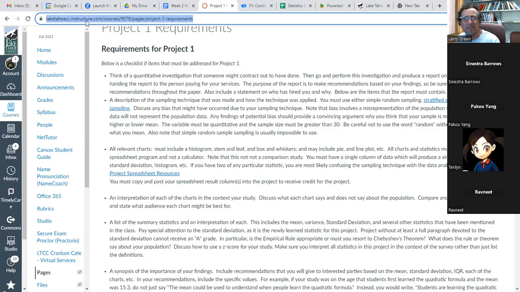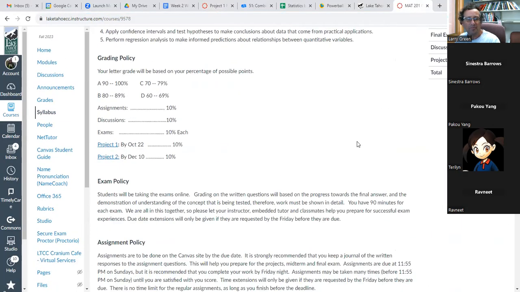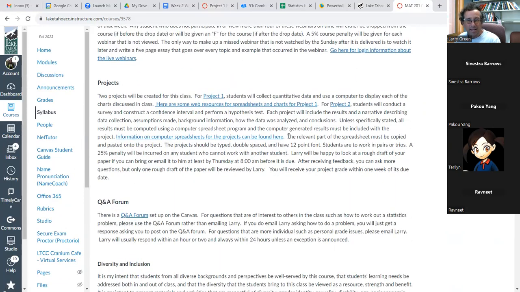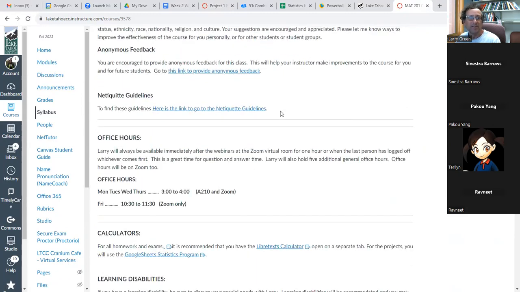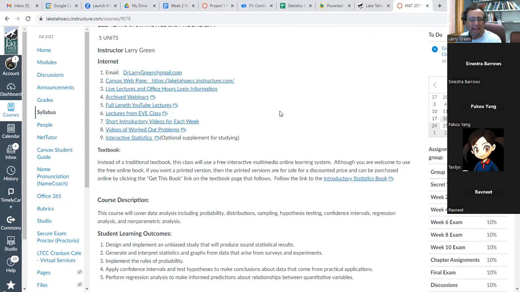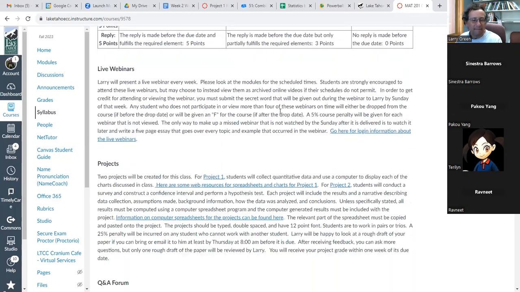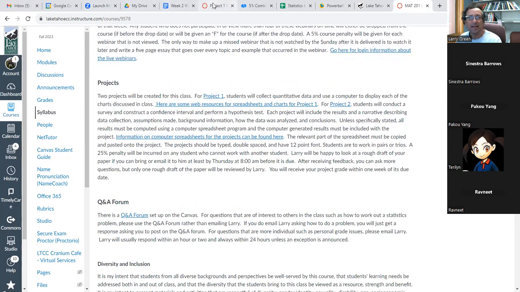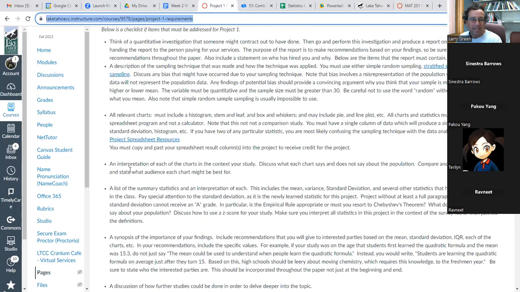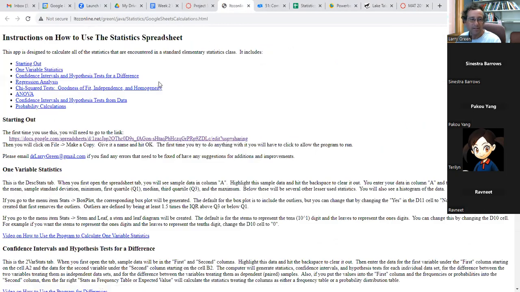Okay, just a note, and let's do it this way, I think it's easier. I go up here and go to the syllabus. Actually, if I go to the calculator, which was somewhere in here, it's even better. Oh, I think it's in the project. Sorry about that, I was in the wrong spot. If I go to project spreadsheet resources, you go to the Google Sheets statistics package written by Larry Green. Then, this is very important, it says first time you use this, you will need to go to the link right here. You click that link.